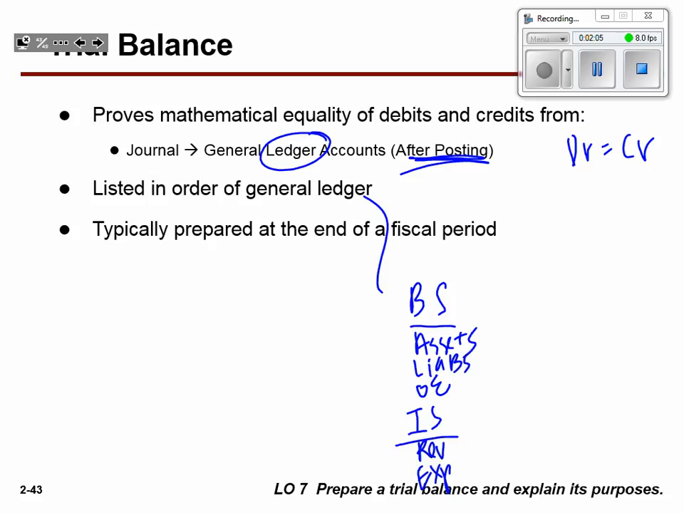So if I had to tell you the full-on process, we journalize and post to the ledger. We take the ledger balances and create a trial balance, simply to make sure our debits equal our credits, usually done at the end of a fiscal period.